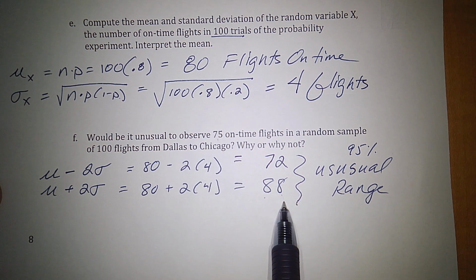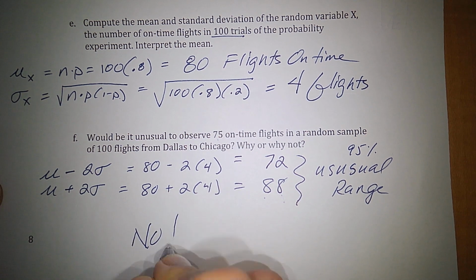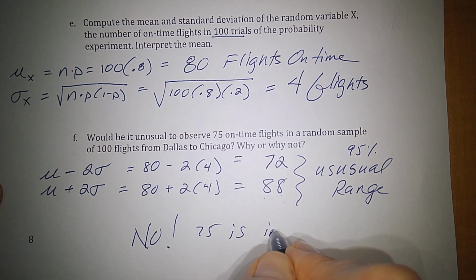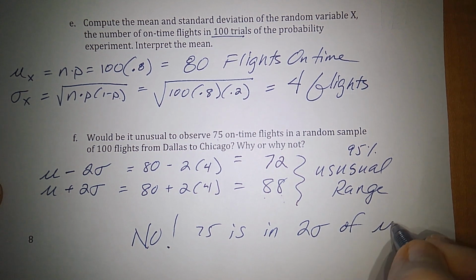75 is in that range. So we would consider this a usual case. So no, it would not be unusual to observe 75 on-time flights, since 75 is within 2 deviations of the mean.